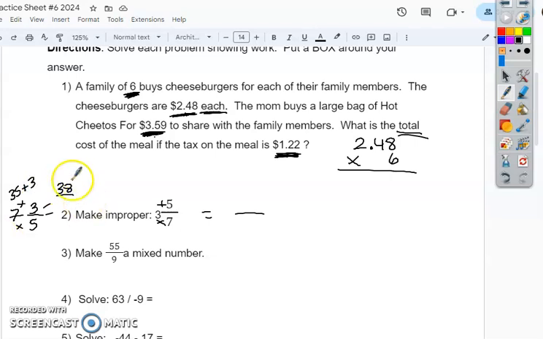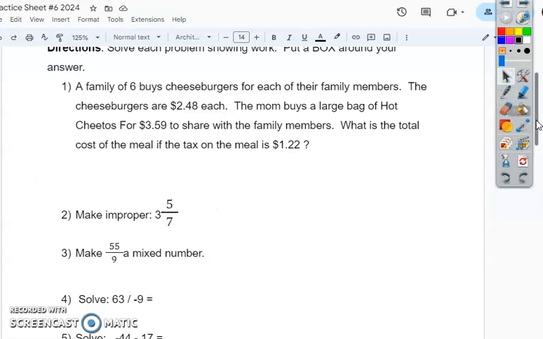By the way, you don't have to copy this. I'm just showing you how to do it. And the bottom number is 5. That's it. That's all you have to do to make this improper. So you multiply, add, it goes on top, 7 goes on bottom. Okay? Number 3. Same thing, I'm going to show you an example.